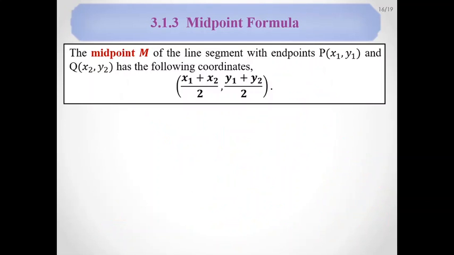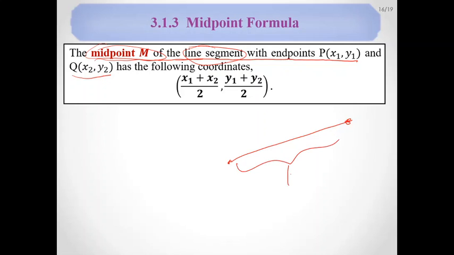Now the midpoint formula. The midpoint of the line segment with endpoints P(x1, y1) and Q(x2, y2) has the following coordinates. Okay, I will show you this. This is a line segment, and these are called the endpoints. This is an endpoint, and this is another endpoint.